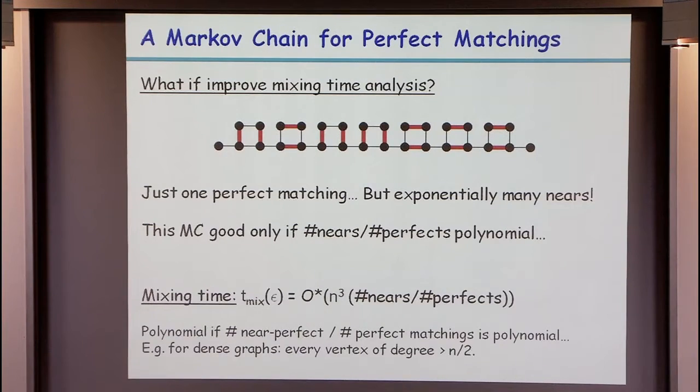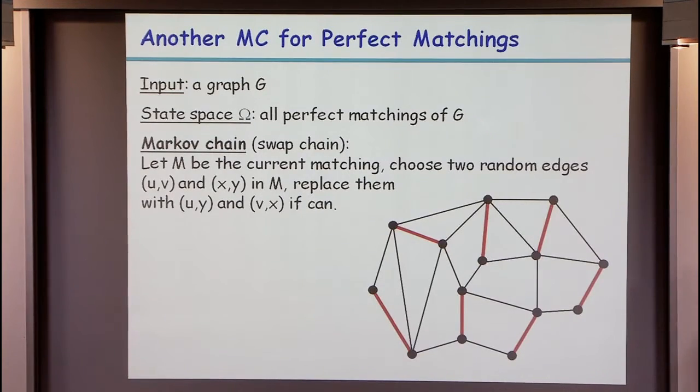Okay, so, well, let's try another Markov chain. So this Markov chain is only going to work on perfect matchings. Okay, so now I'm getting rid of the near issue, no near matchings, just perfect matchings. And this is the so-called swap chain, sometimes credited to Diaconis and Gangolli, in a different context, in the context of contingency tables. So the swap chain, what does it do?